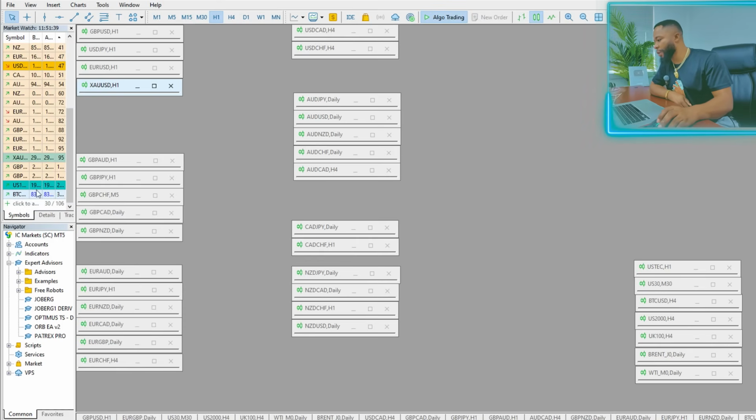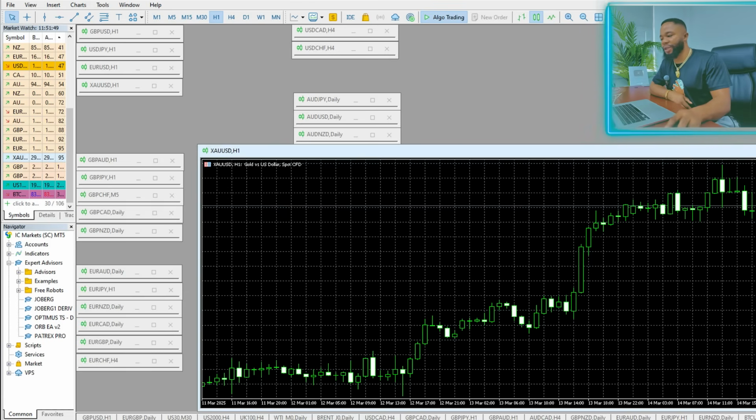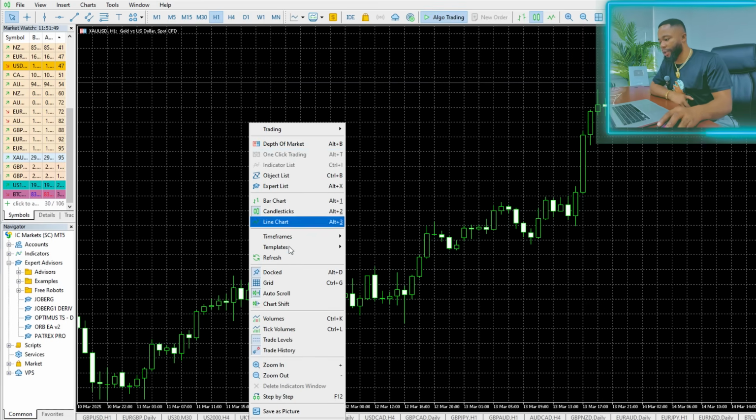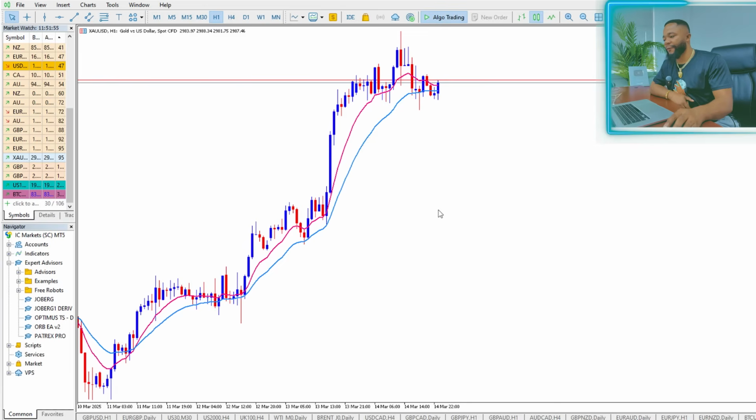I want to still open gold, since with gold, we can just still explain the same thing. Let's go to chart window. We're going to put this on full screen, and then we're going to go to template. 1023 is right here. Voila.